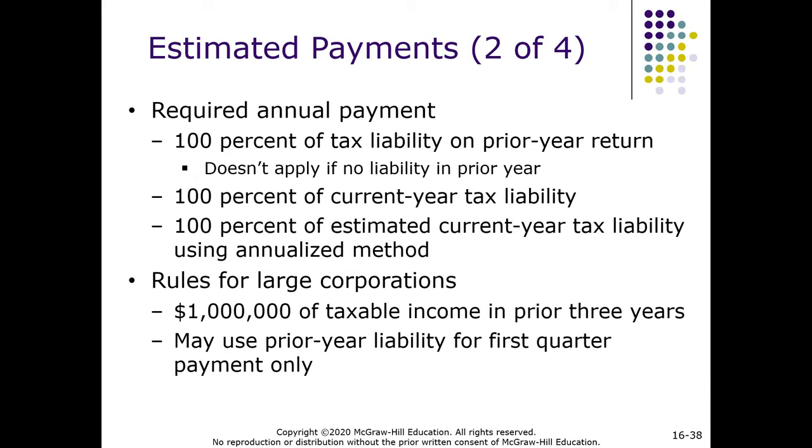Now, why would they have this to where it could be current liability or prior year liability? Sometimes people don't have any clue as to what their income is going to be until the very last minute. A very good example is retailers. How do I estimate what my net income is going to be when 40% of my net income comes in the month of December? It's going to be very hard to make a good estimate on that. So in order to avoid the under withholding penalty, Congress basically put in this exception and said, look, if you do at least 100% of prior year liability, we're not going to worry about it.